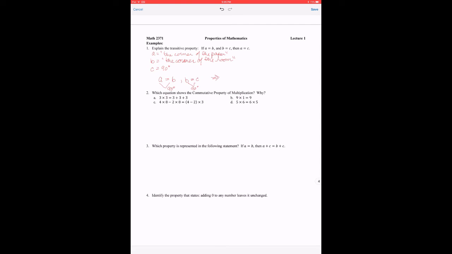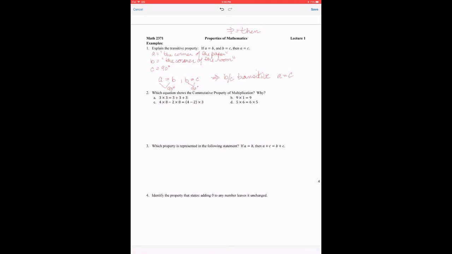Then, and this symbol right here mathematically means then. By transitive, I know that A equals C. I also know it because the corner of the paper is also 90 degrees. It doesn't have to be logically true if I know it by a proof. But this is also logically true. All right.